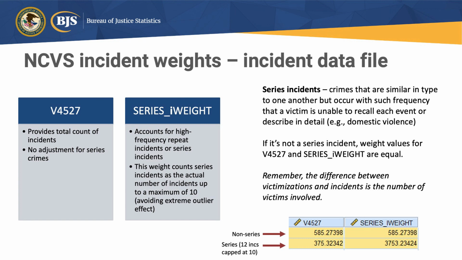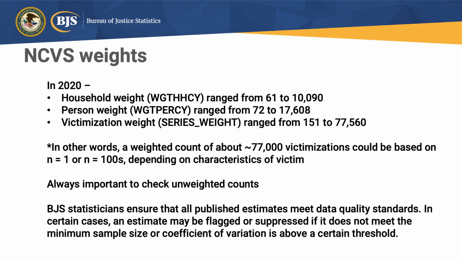Remember that the difference between victimizations and incidents is the number of victims involved. So for here, for the non-series weight 4527, 585, the same for series I weight. And then again, this series person experienced 12 incidents, but it was capped at 10 to avoid being an outlier in the data. And so their original weight was 375, and then multiplied by 10 would be 3753.